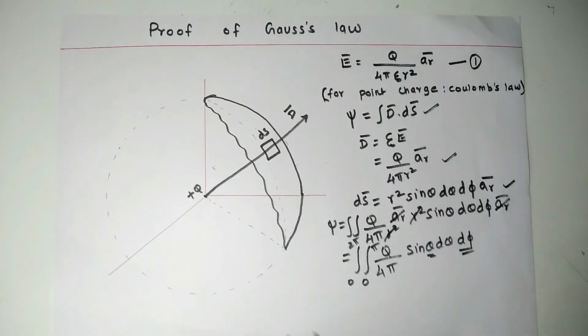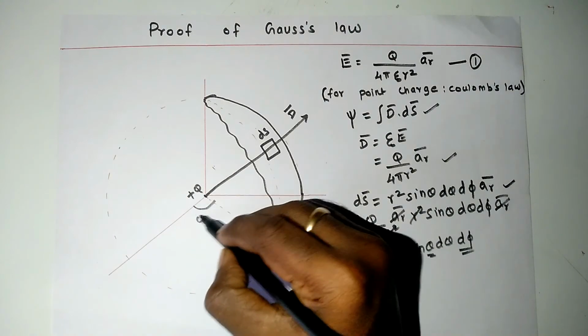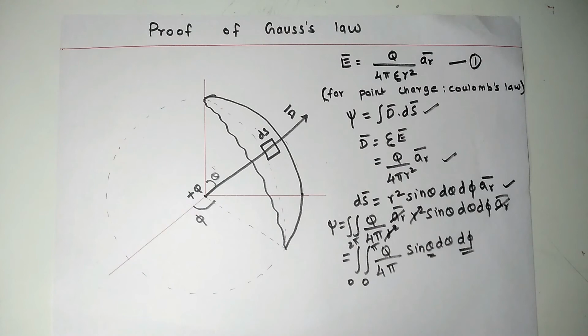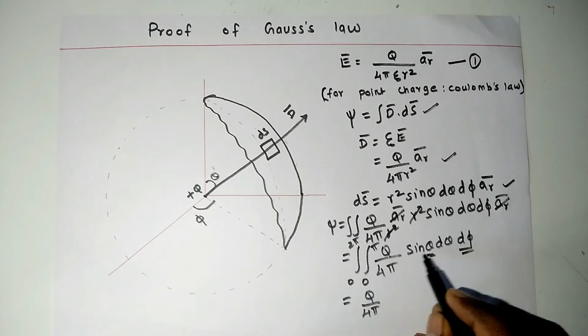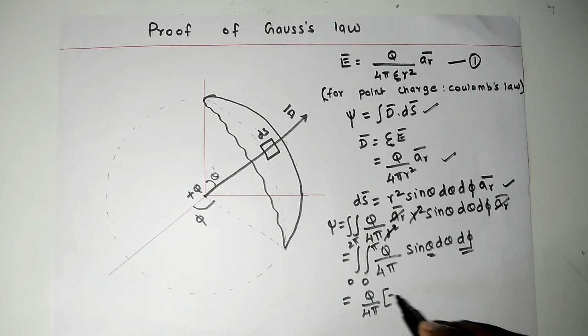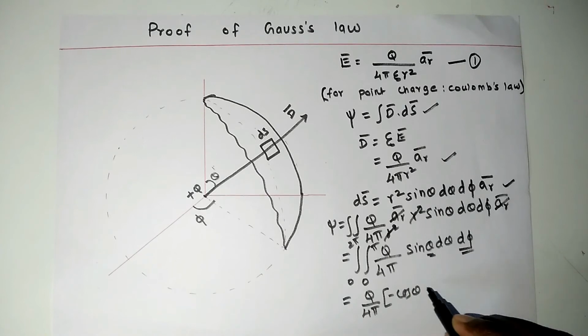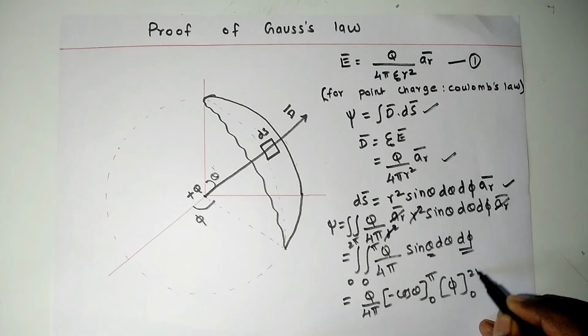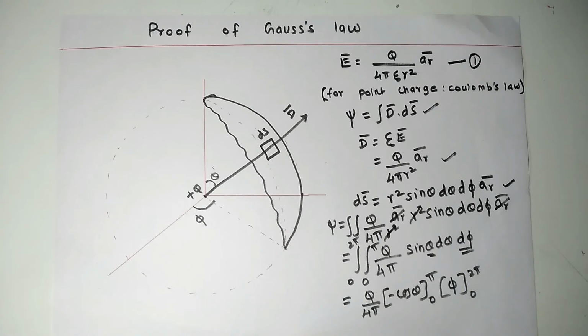In this figure, this angle will be phi. This is the angle of theta. So to understand this, a basic knowledge about spherical coordinate system is required. So this will be equal to Q by 4 pi integration of sin theta d theta, that is minus cos theta from 0 to pi, times integration of d phi, with the limits varying from 0 to 2 pi.